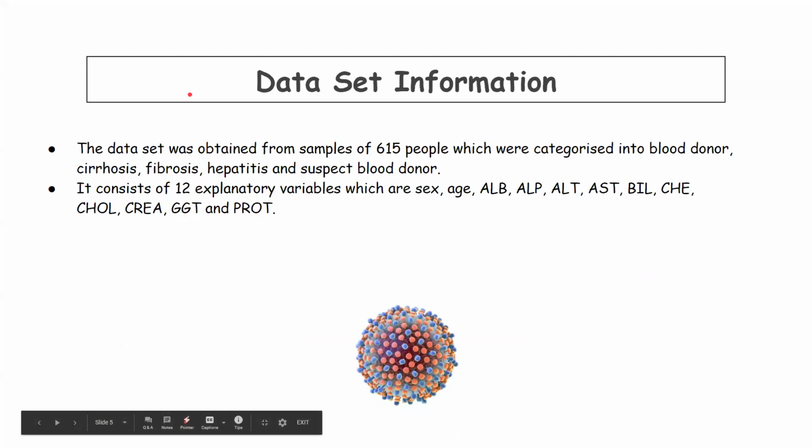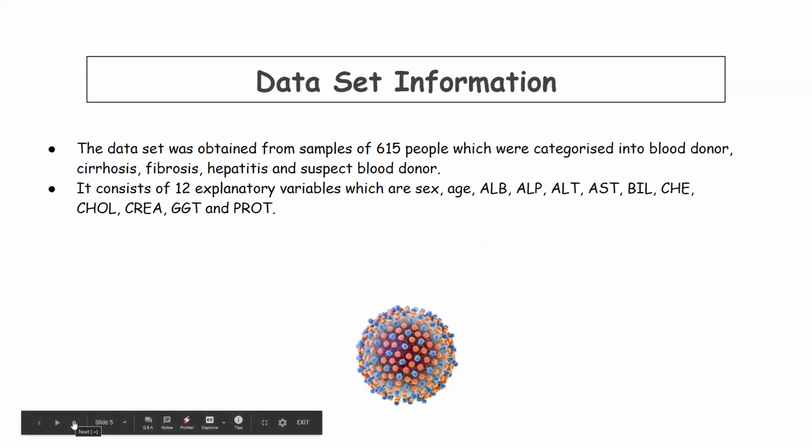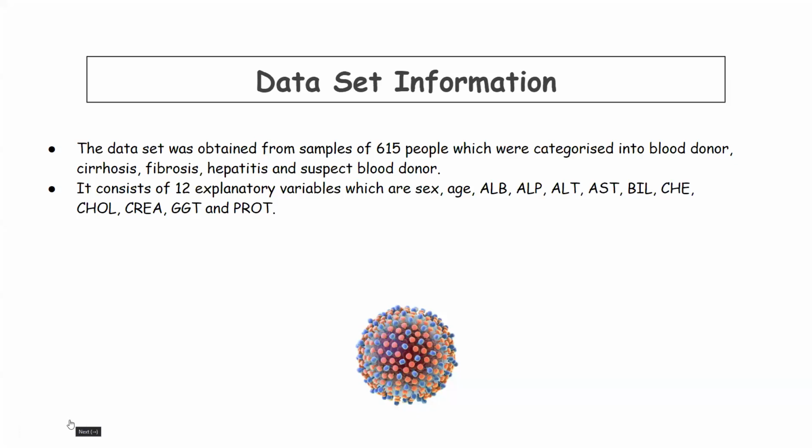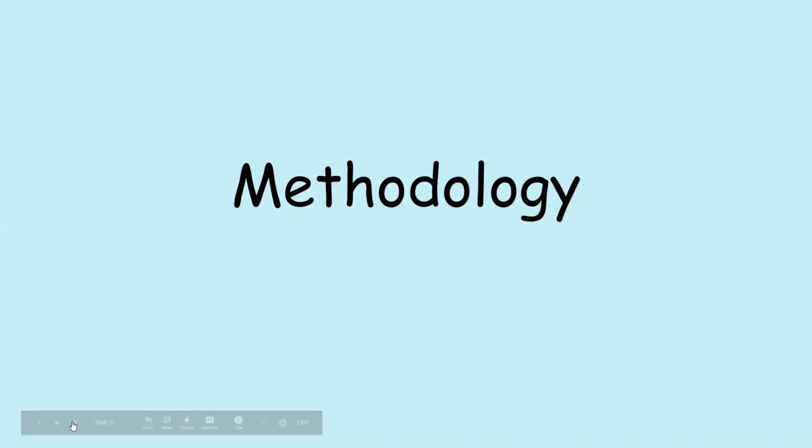The data set was obtained from a sample of 615 people, which are categorized into blood donor, cirrhosis, fibrosis, hepatitis, and suspect blood donor. It consists of 20 explanatory variables, which are sex, age, ALB, ALP, ALT, AST, BIL, CHE, CHOL, CREA, GGT, and PROT. The next part is methodology.